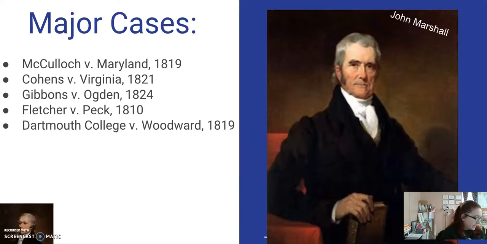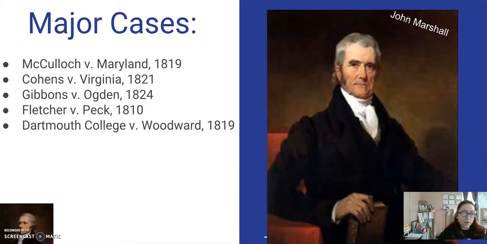Fletcher versus Peck in 1810. It reaffirms the right of the Supreme Court to review state laws that might conflict with the Constitution. So just like if the federal Congress passes something that doesn't agree with the Constitution, the Supreme Court can review and decide its constitutionality. That applies to state laws as well. You might be seeing now why Jefferson really does not agree with John Marshall, given his track history with nullification and the Virginia and Kentucky resolves.